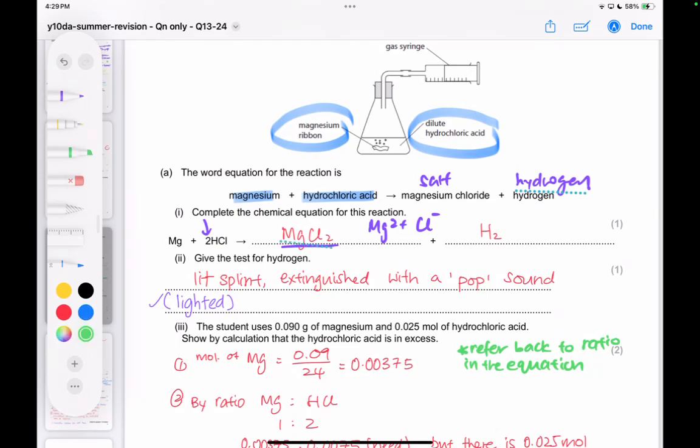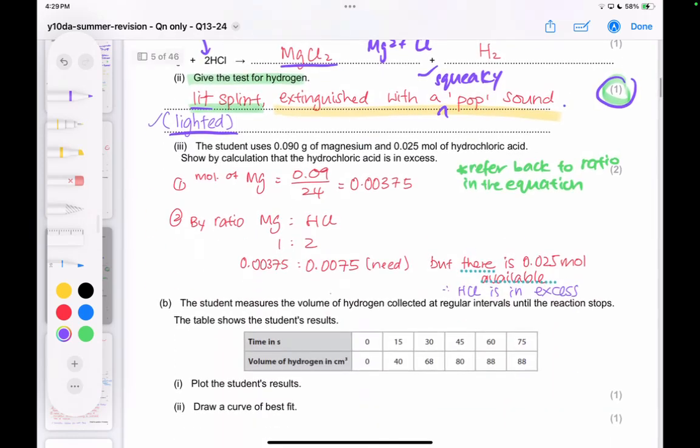The second question needs you to identify the test for hydrogen gas. Only 1 mark here. You need to identify what you are using. That would be lit splint, and the observation would be the second part: this lit splint will extinguish with a pop sound. Some students like to include the word squeaky pop sound. That's fine as well. In fact, it might be a better idea to include the word squeaky. Another word for lit splint is lighted splint. Both will get you the mark. But this is a 1 mark question, so you need to answer both parts to get the full 1 mark here. All right. Moving on.